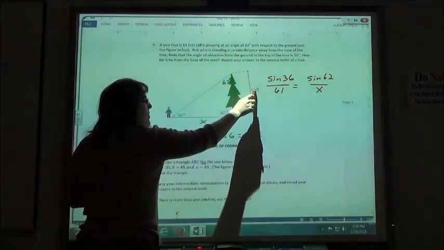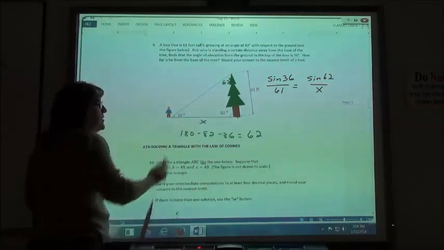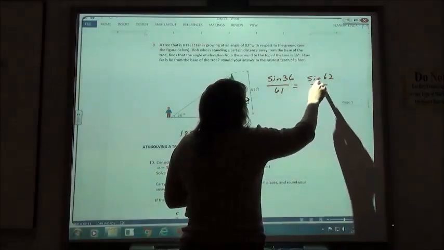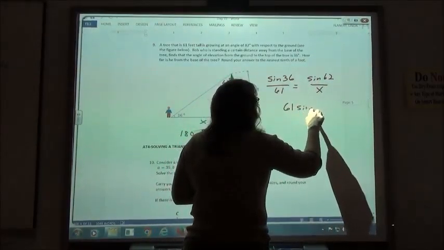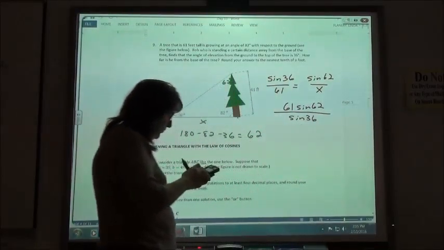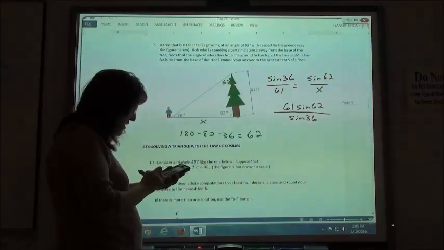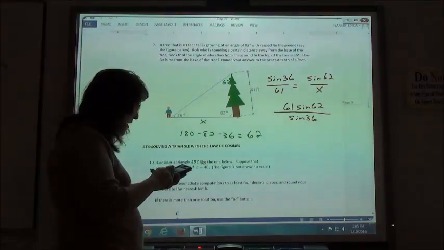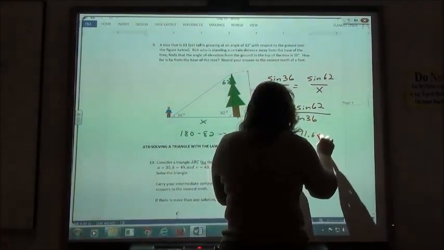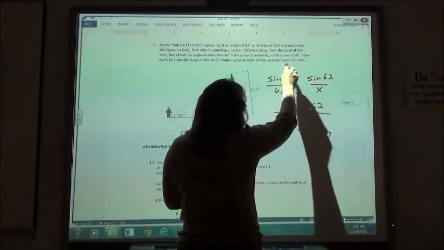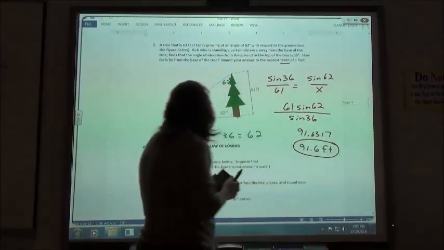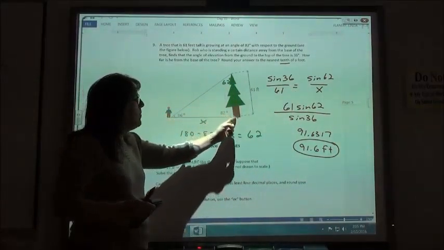So the angle with the opposite side, the angle with the opposite side, and again when I solve that by cross multiplying, I'm going to take the 61 times the sine of 62. I'm going to end up dividing by the sine of 36. So 61 sine of 62 divided by the sine of 36 gives me 91.6317, rounding to the nearest tenth again, 91.6 feet would be how far it is from this person to the base of the tree.